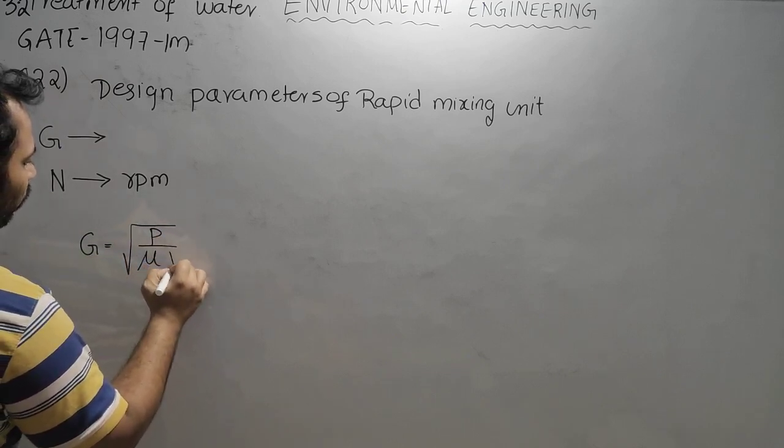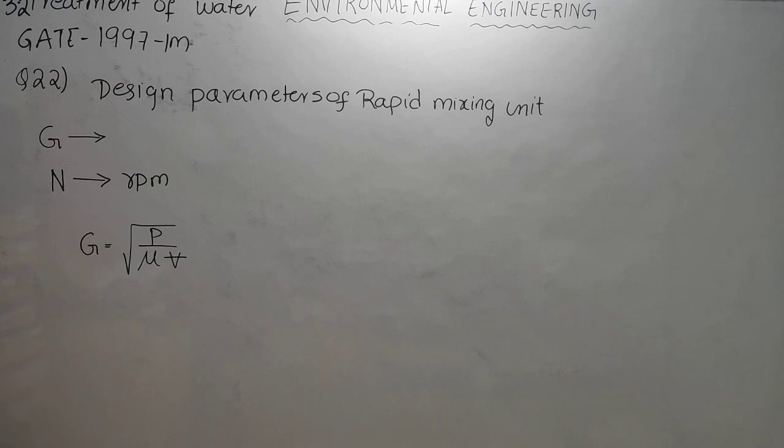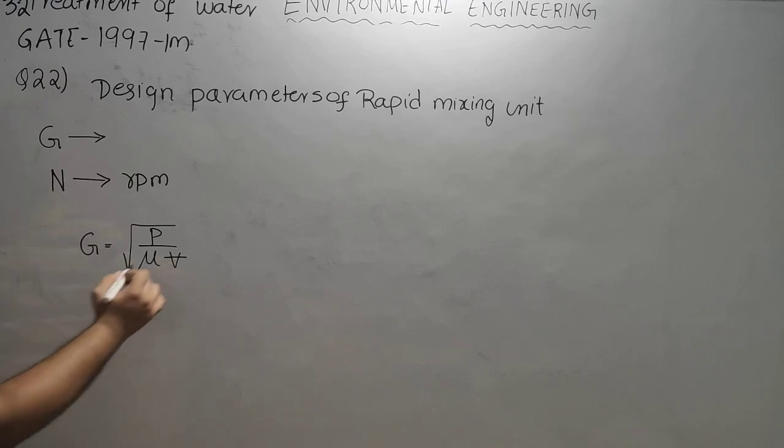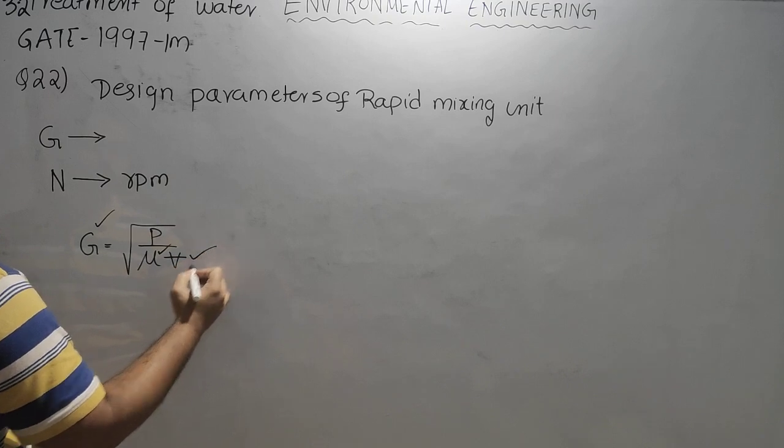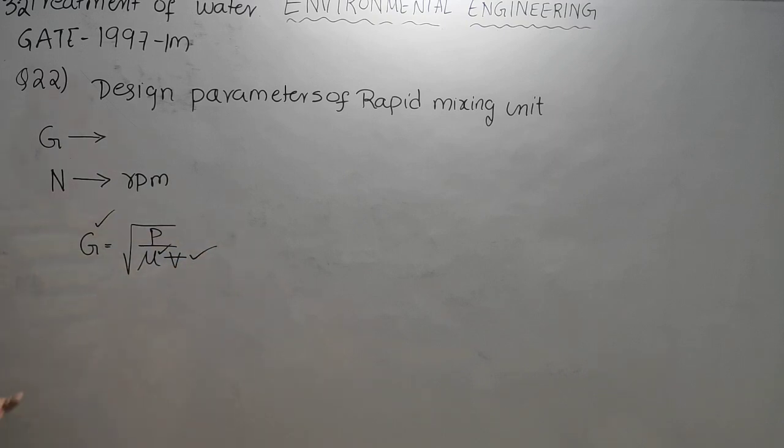P by mu into volume of the mixing basin. So here G is the prime design parameter. This G depends on power, mu and volume of the mixing basin. So design parameters for rapid mixing time depend on velocity gradient and the volume of mixing basin, and option B is viscosity and velocity gradient, and option C is viscosity, velocity gradient and the volume of the mixing basin also. So on all these three the design parameter will depend.